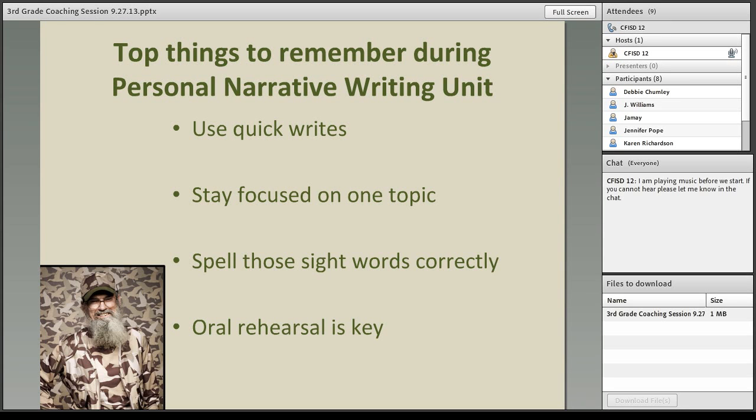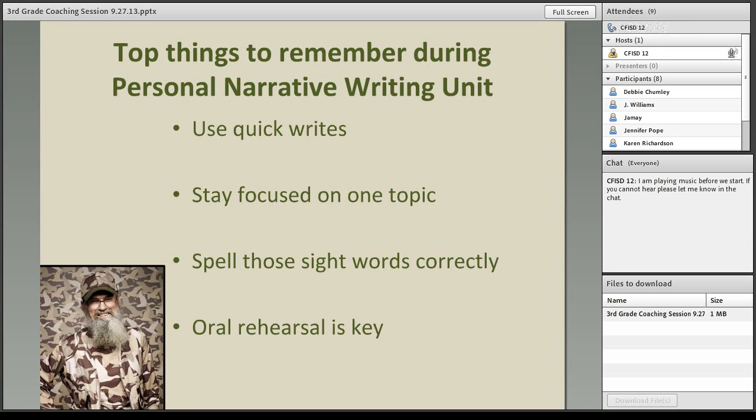One of the things that we're noticing when we're working with fourth grade is that we need to make sure that those fourth graders are coming in being able to spell sight words correctly. So we really need you to be stressing that in your writing instruction. Also, I want to remind you that oral rehearsal is a key. You've got to get those third graders telling their stories to their partners before they're writing them down. So please make sure that that's a practice in your classroom, that you give them time.